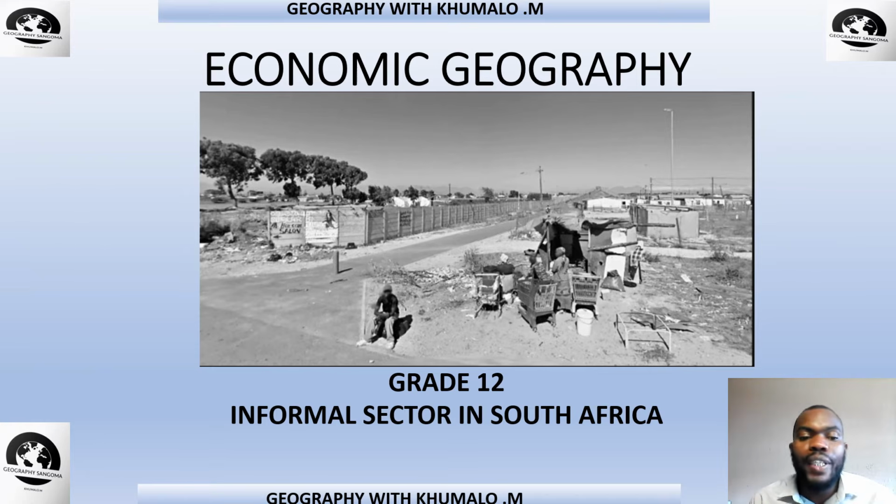Today grade 12 will be looking at the last topic in economic geography. You know that we are dealing with the informal sector in South Africa. You can see by the picture there, grade 12, what are we going to talk about? There's a lady sitting there with some trolleys selling on the road. So we are going to look at the informal sector in South Africa.